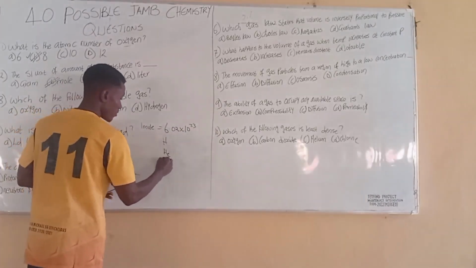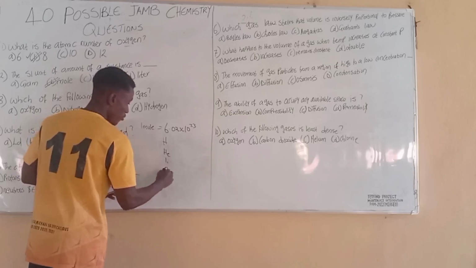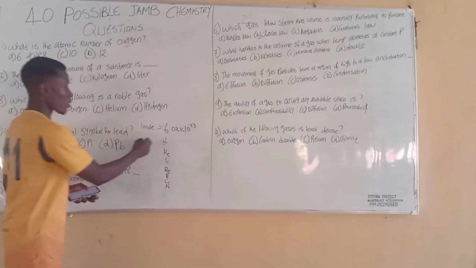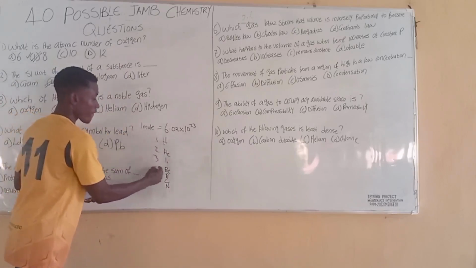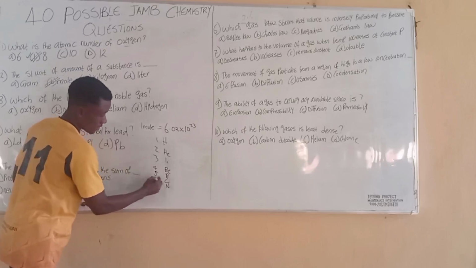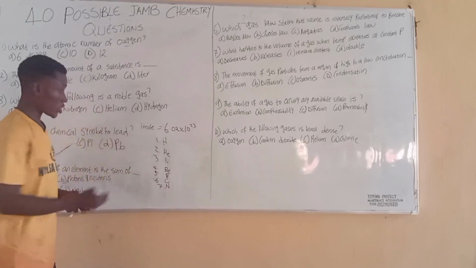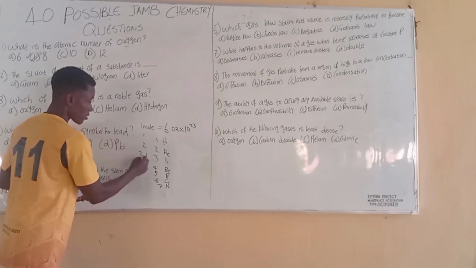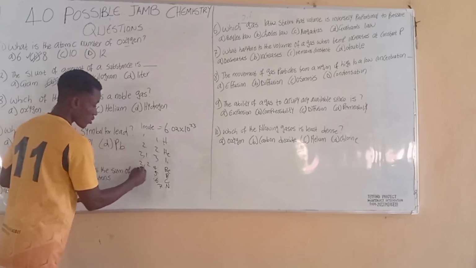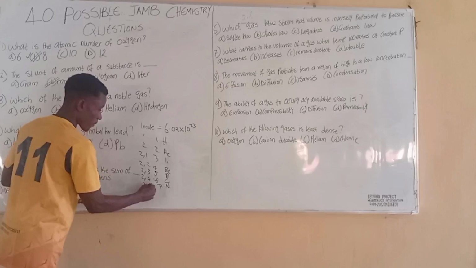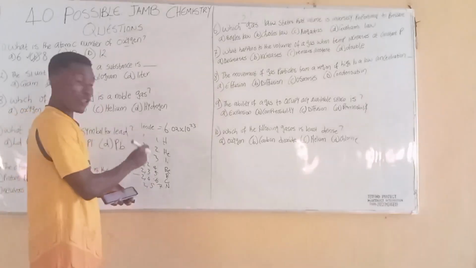Hydrogen, helium, lithium, beryllium, boron, carbon, nitrogen. So this is 1, 2, 3, 4, 5, 6. Yes, 6 for carbon, 7 for nitrogen, which is 2, 5. Filling this now in the atomic orbital.